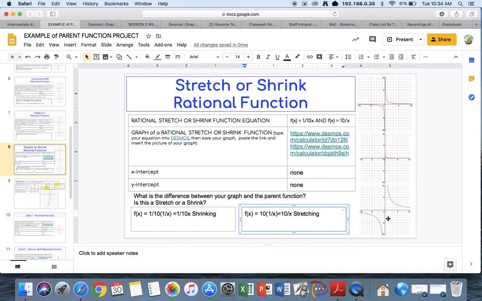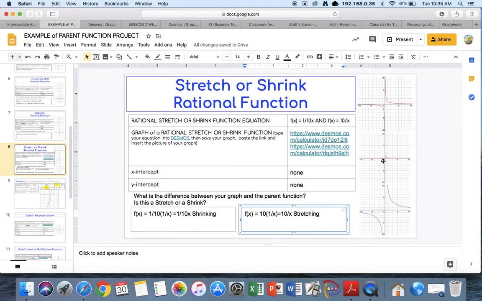Those are the two different ones you're going to be doing. Today you're going to have to figure out which one is a stretch and which one is a shrink. And they're on different slides. Yours is not going to be compressed into one slide. Yours are going to be on two different slides. So see if you can figure out which one is which. And that's what you're doing today.